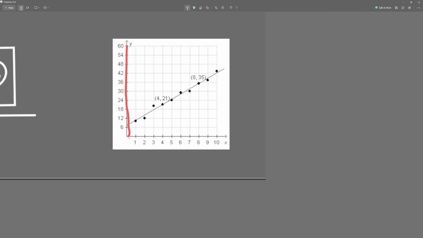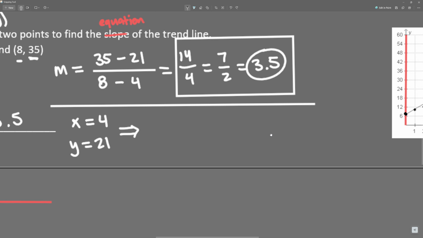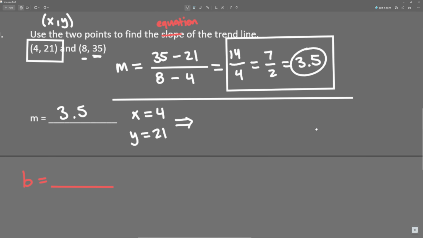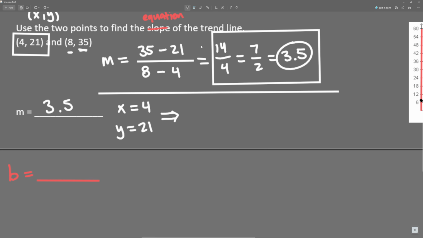This red line, that's what we call our y-axis, correct? And so what we're trying to find is where this line crosses our y-axis. You'll notice that it crosses just right above 6. Keep that in mind as we find b. So let's write down our y equals mx plus b.